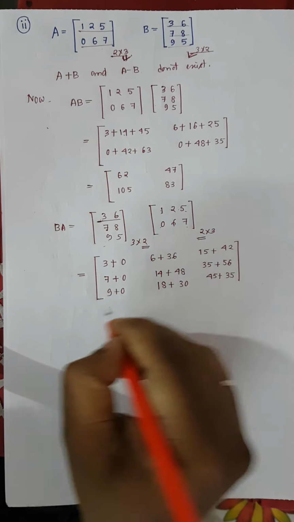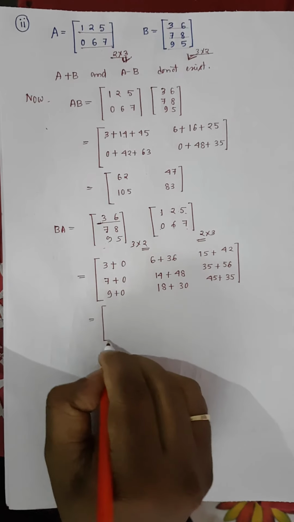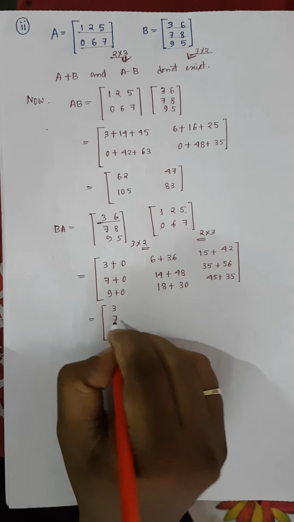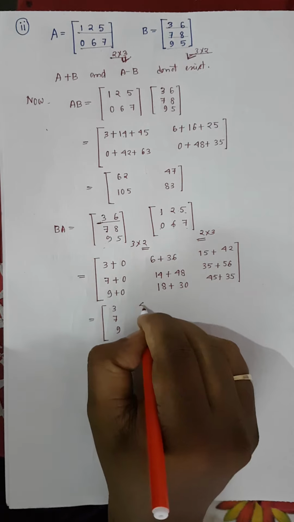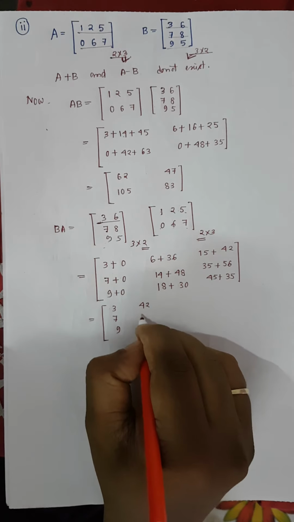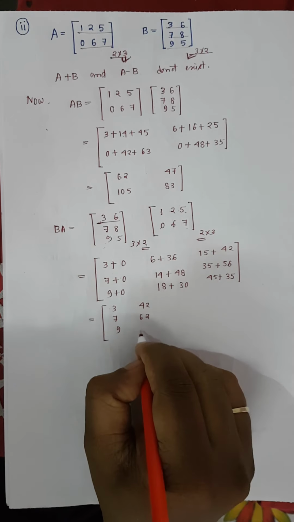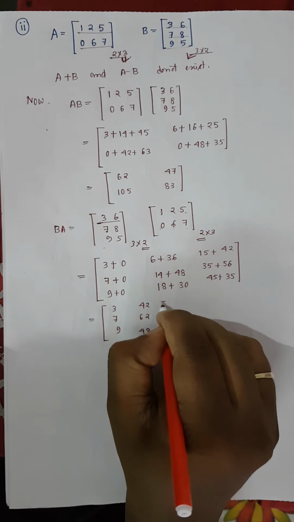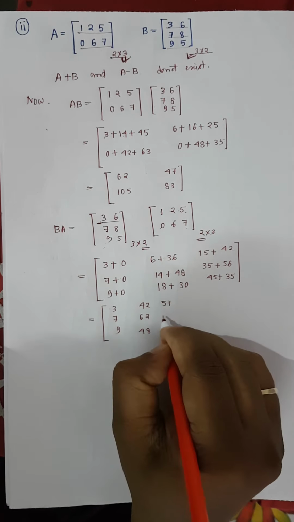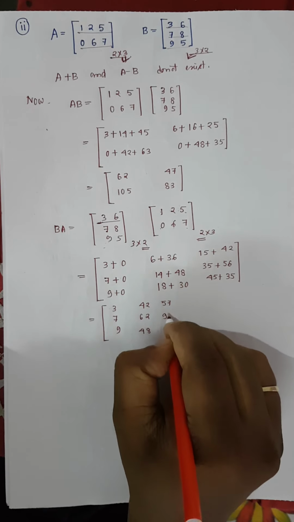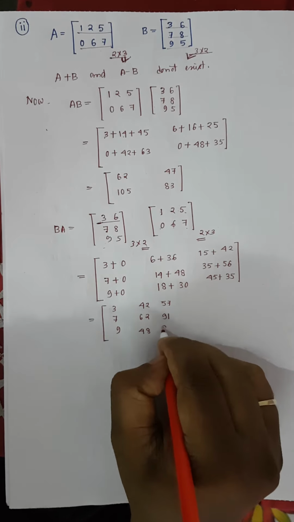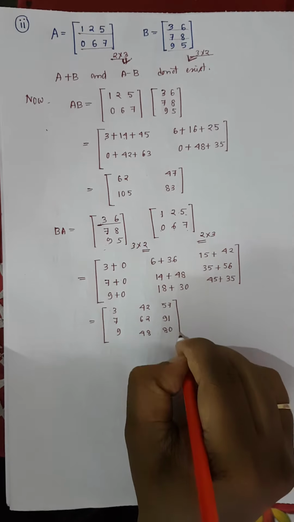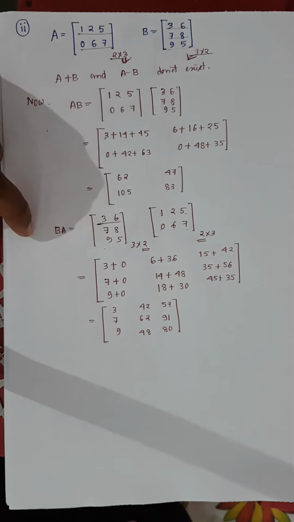So upon calculation you'll get 3, 7, 9, 42, this is 62, then 48, then 57, then 91, and lastly it is 80. So the products AB and BA both exist, but AB is not equal to BA.